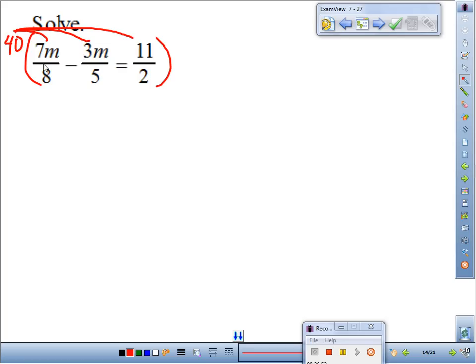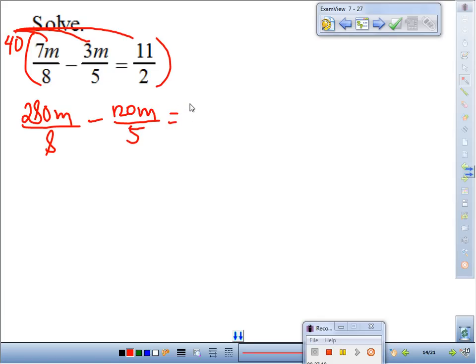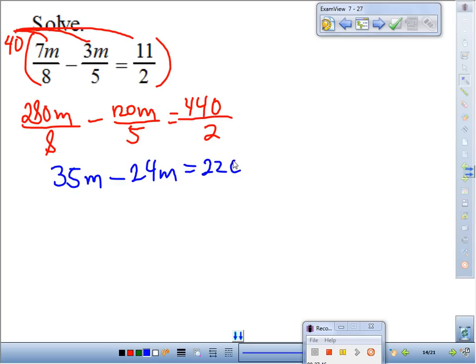Here it goes. So 40 times 7m, that's 280m over 8 minus 120m over 5 equals, we got 440 over 2. Is that correct? Okay, let's simplify that. 8 fits in here 3 times? Yes? 35m. Very good. Next, minus 120 divided by 5, that's 24m. Equals this divided by 2, 220.